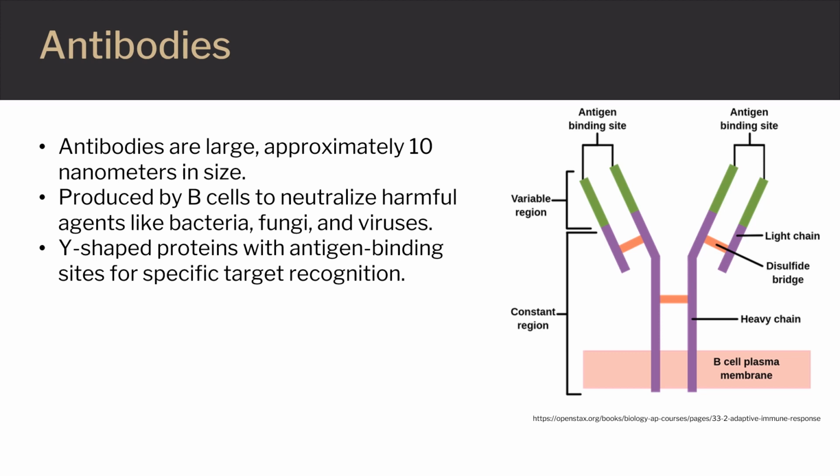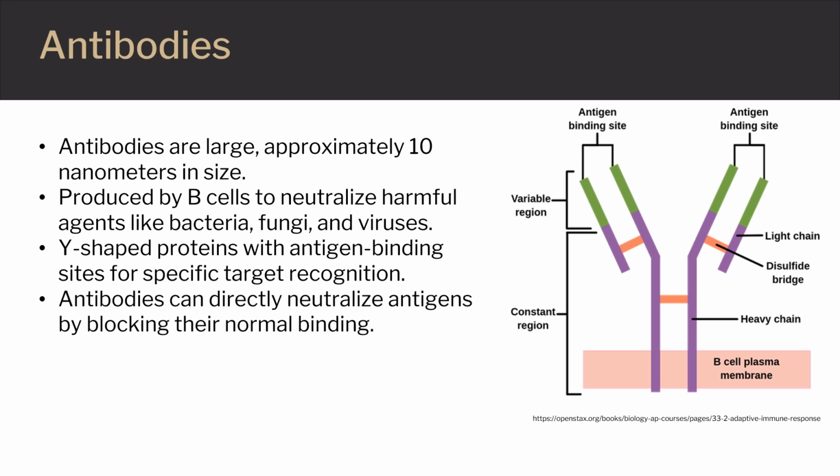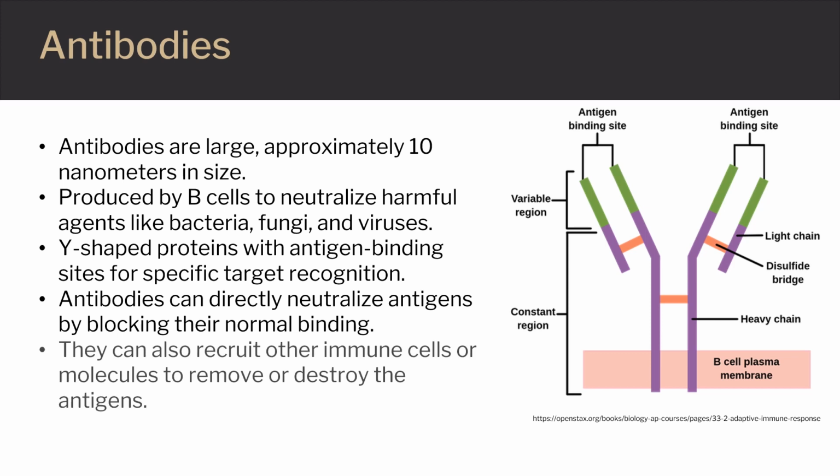Once antibodies effectively bind to their target antigen, they can either neutralize their target antigen directly by blocking normal antigen binding, or they can induce the recruitment of other immune cells or molecules that promote the antigen's removal or destruction. In mammals, such antibodies come in a variety of forms, commonly known as isotypes.